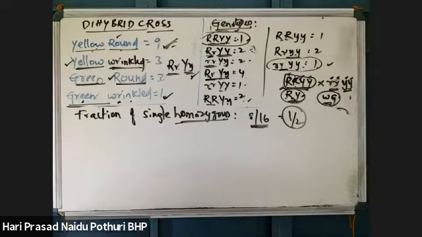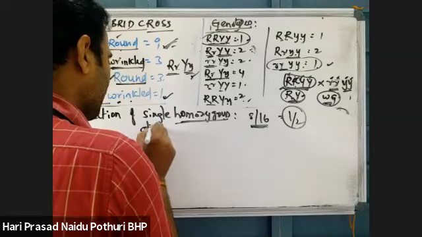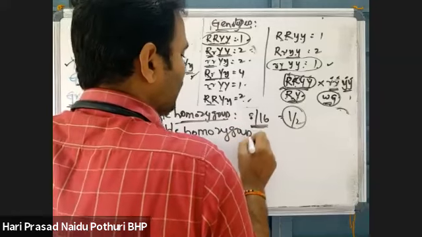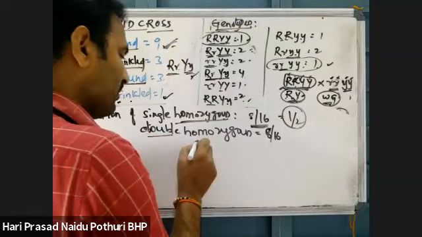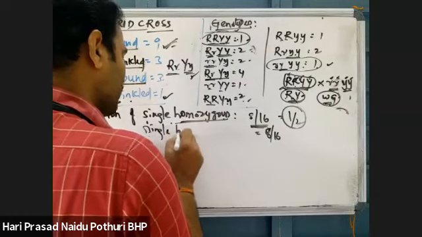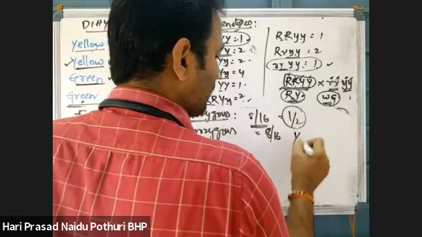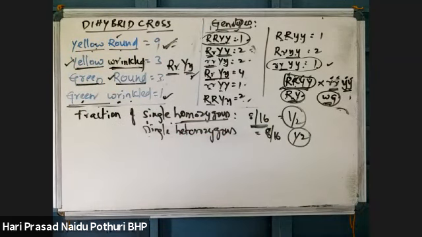What is the fraction of single homozygous? We saw. What is the fraction of double homozygous? Sorry, single homozygous is equal to single heterozygous. The question I wrote differently. The question is single heterozygous. Single homozygous is equal to single heterozygous. The same ratio will come, 1 by 2. And next question.